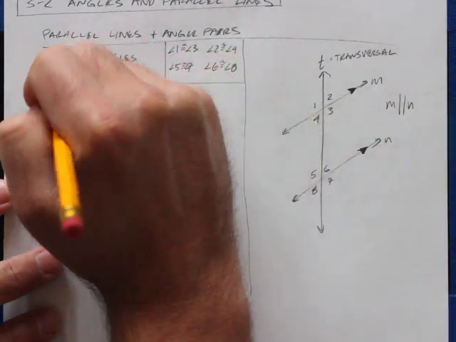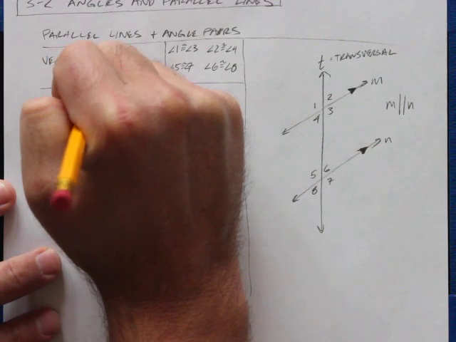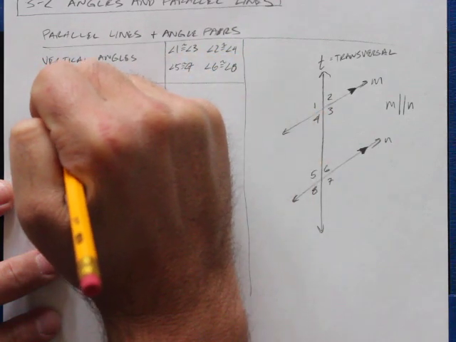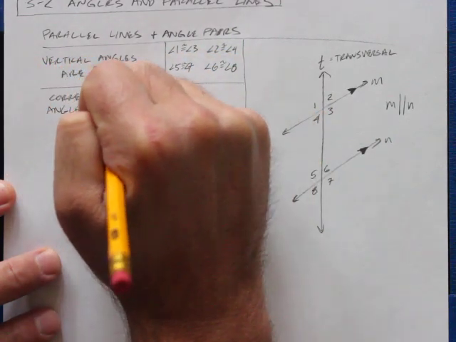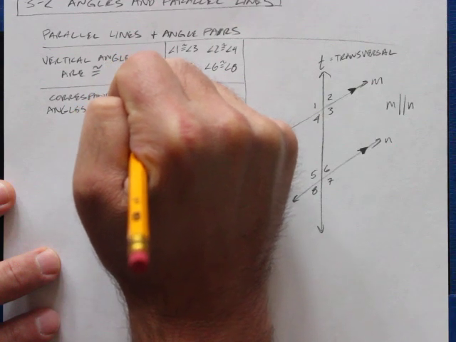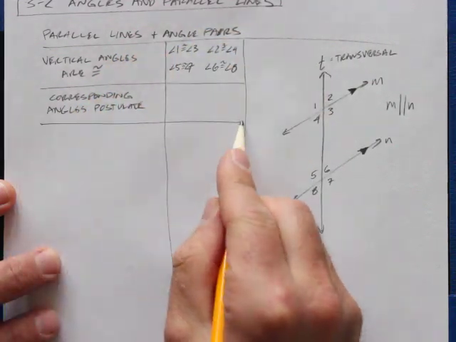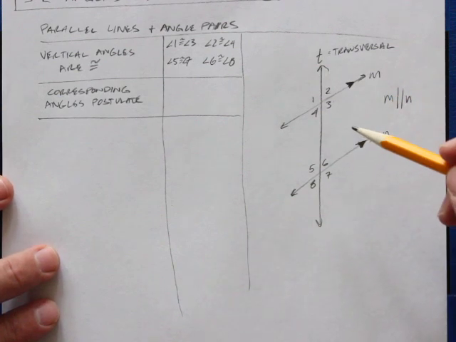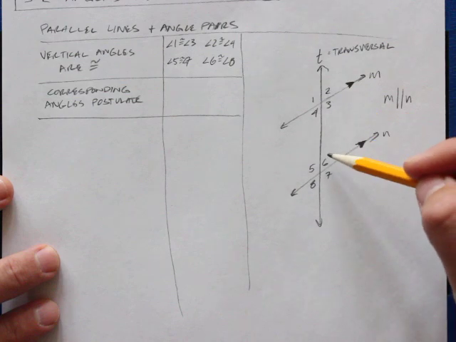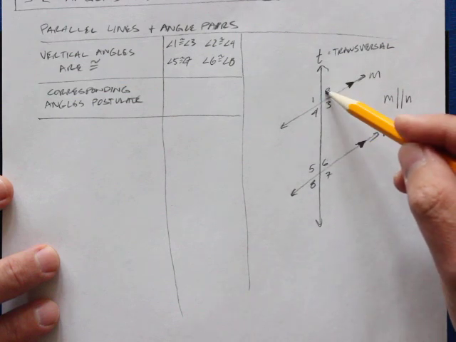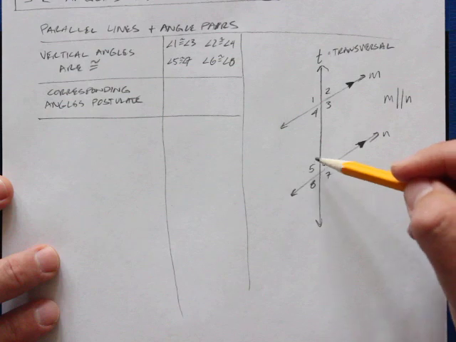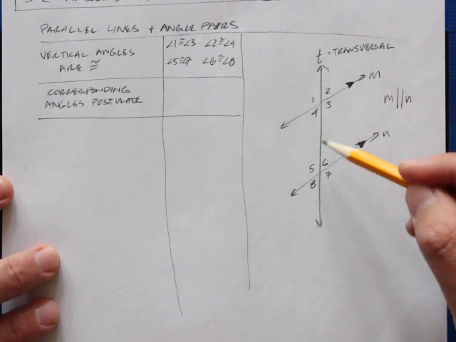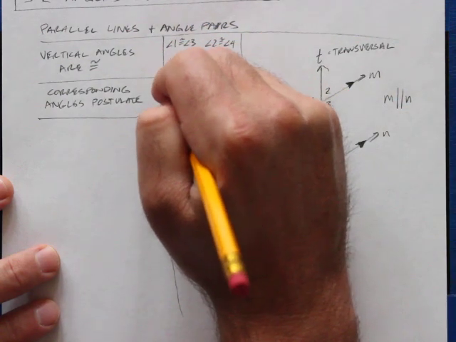Corresponding angles postulate. Corresponding angles postulate says that corresponding angles are congruent. So angle 2 and angle 6 are corresponding angles. They're in the same place on a different line, but they're in the same position. And since these are parallel lines, then 2 and 6 are congruent.